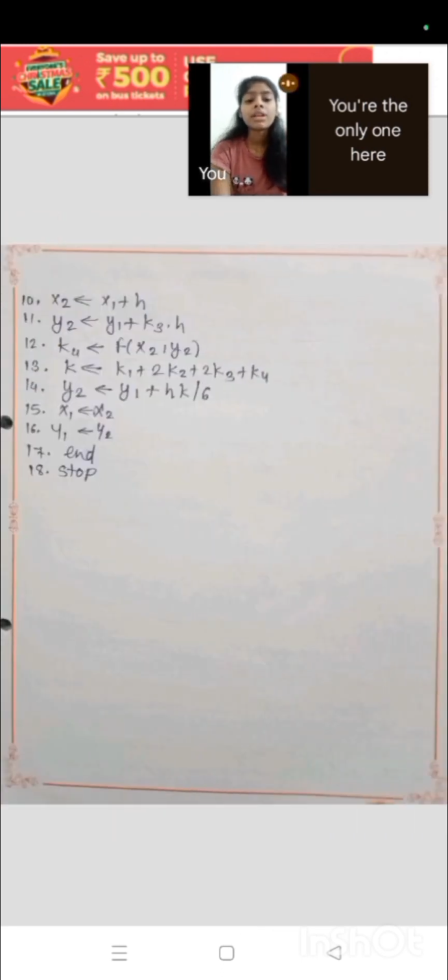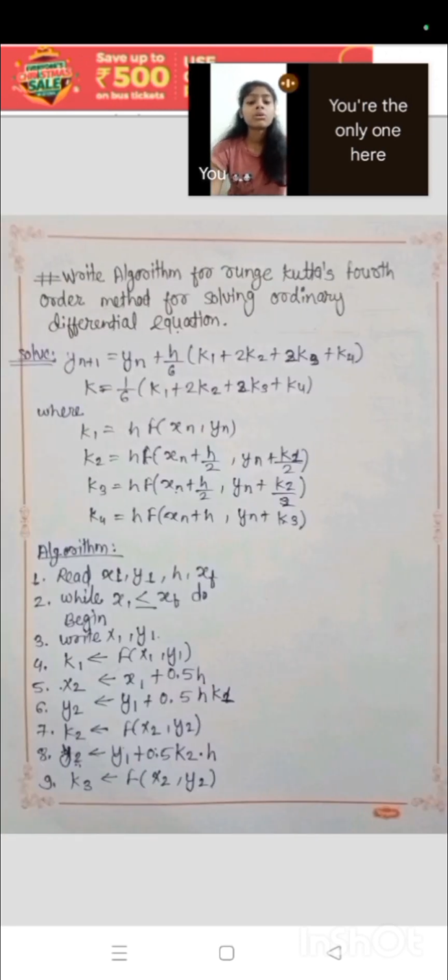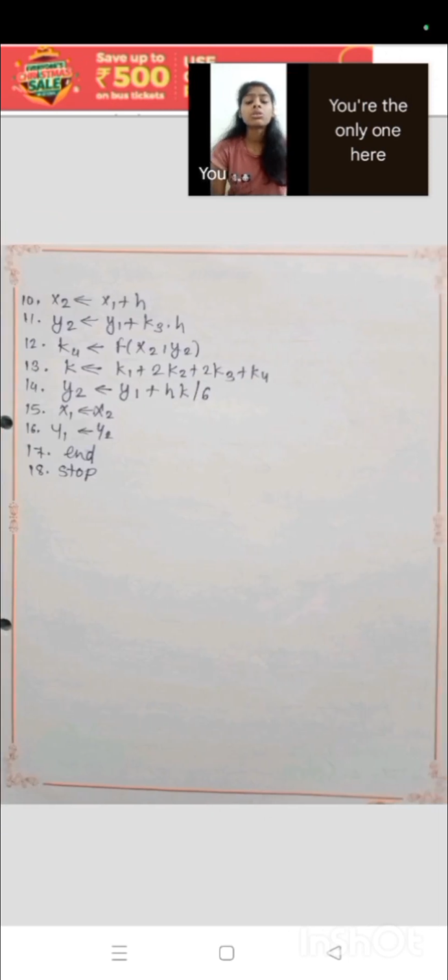Okay, now in the next step we update x2 and y2, because if we look at the formulas of k3 and k4, the x term and y term of k4 are different from k3. So now x2 is equal to x1 plus h, and y2 is y1 plus k3 into h, and k4 is equal to f of x2 and y2.